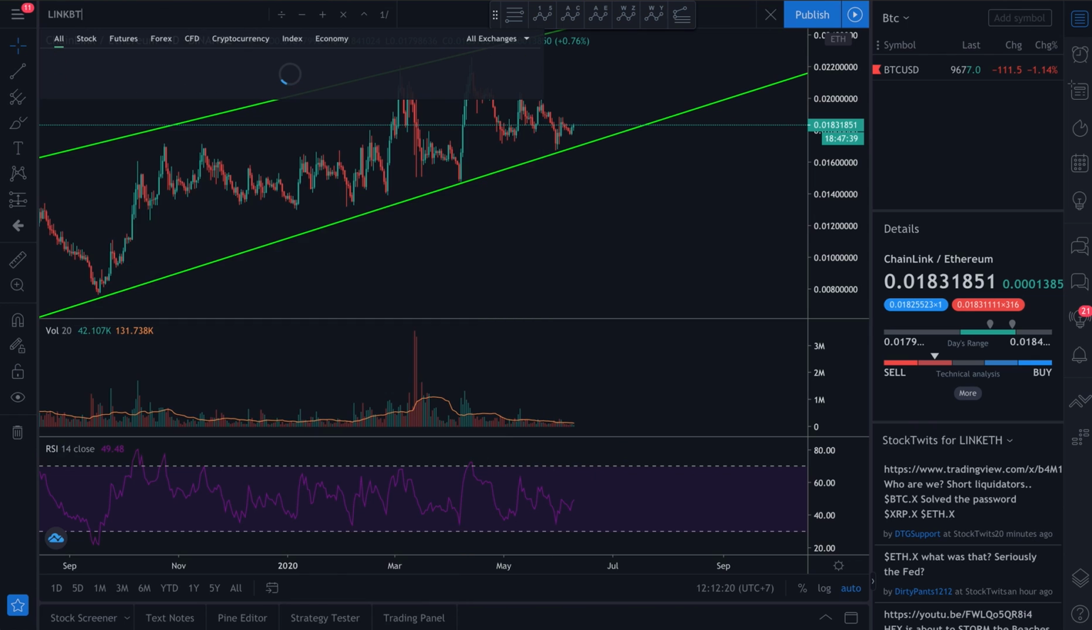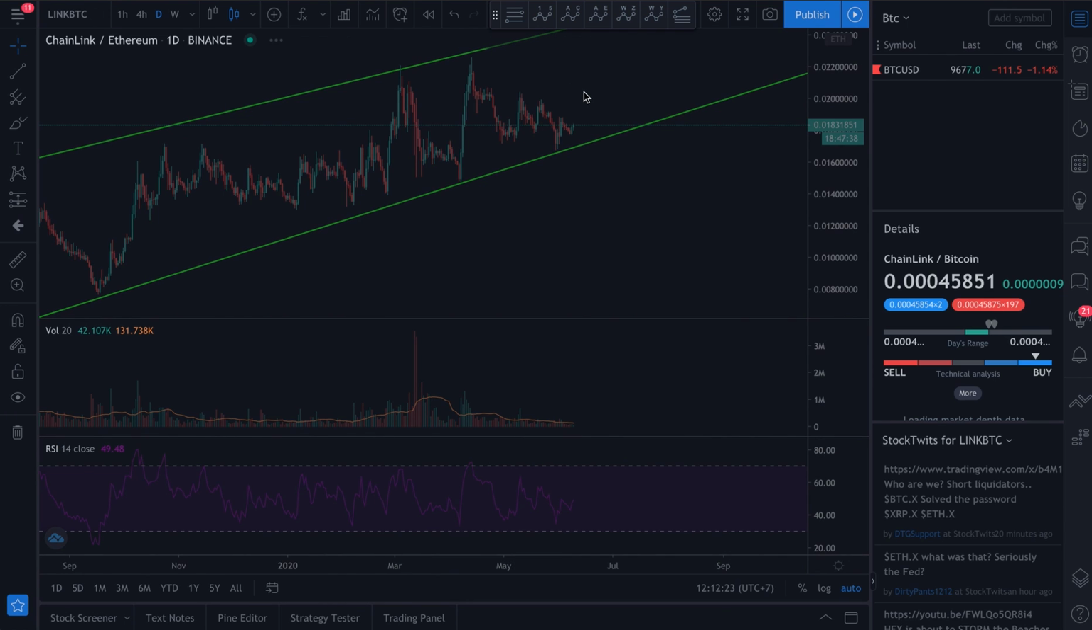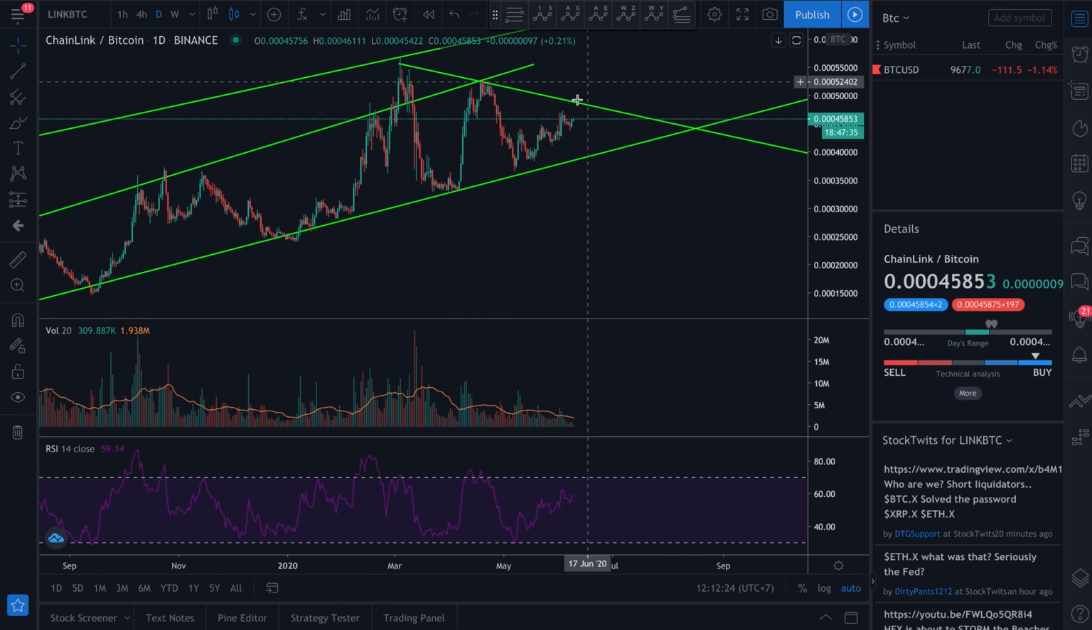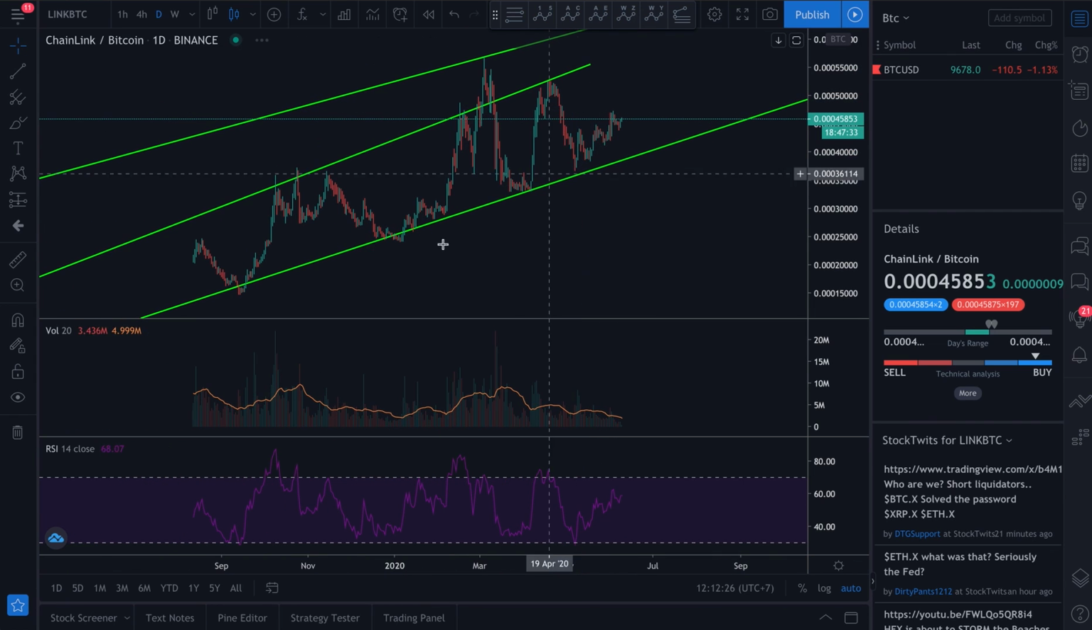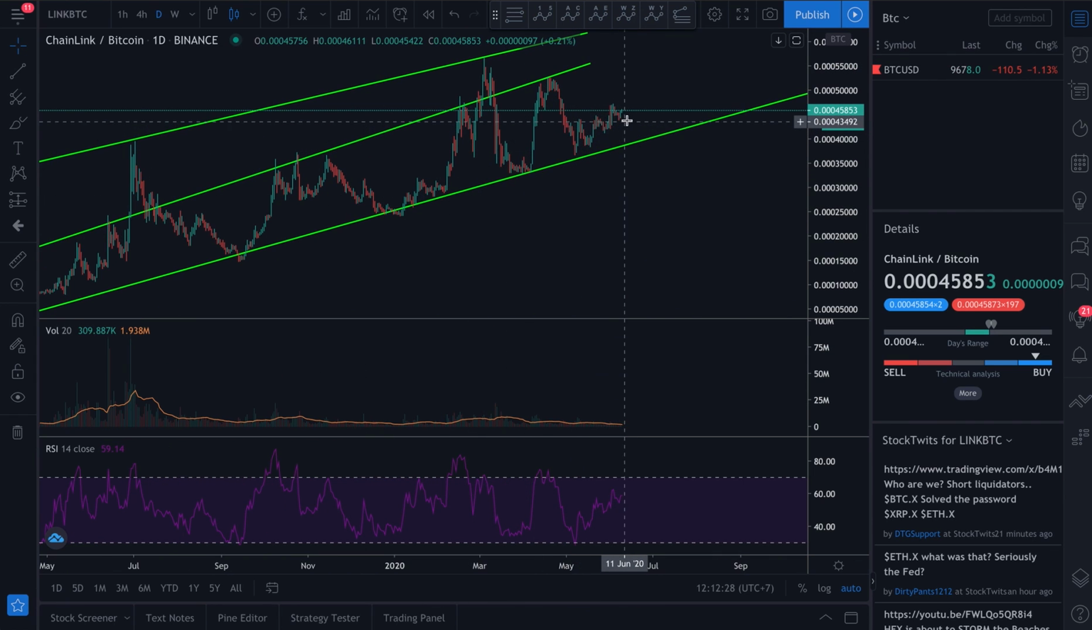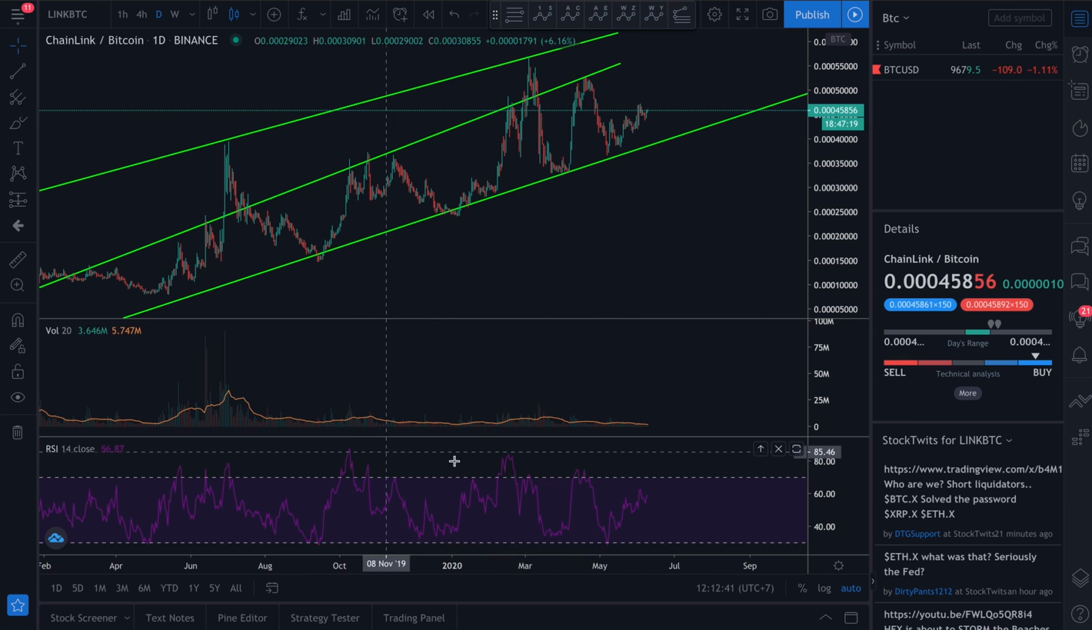Let's look at Link and Bitcoin. Okay, let's take this one first out. Link and Bitcoin is looking okay. We're a little bit over here. RSI is already going up, so it may come to this level again. So compared to Bitcoin, maybe you should wait a little bit. Downward channel here on RSI. That's not looking too good.